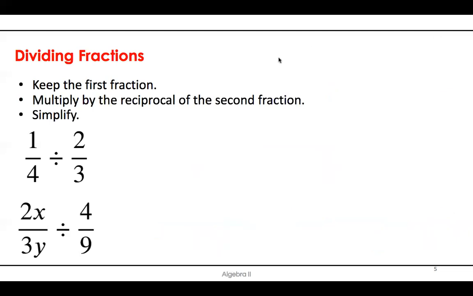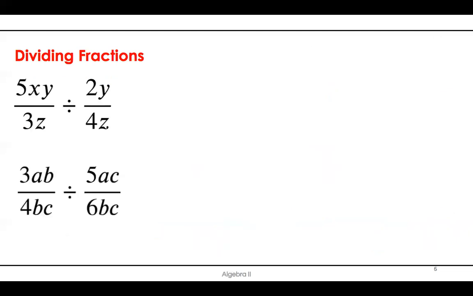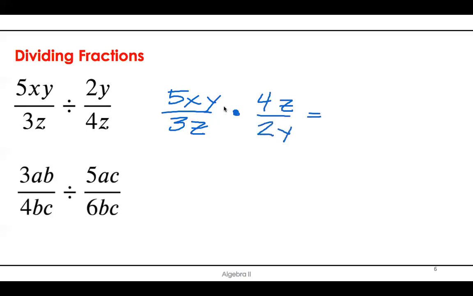On the next one, let's try these two again. Same ones we saw earlier. Now we're just doing division. So again, if they're being divided, we're going to keep the first fraction, 5xy over 3z, and then multiply by the reciprocal of the second fraction, which makes 4z over 2y. Straight across, 5 times 4 is 20. We have xyz. 3 times 2 is 6. And we have yz. Now we got to simplify.